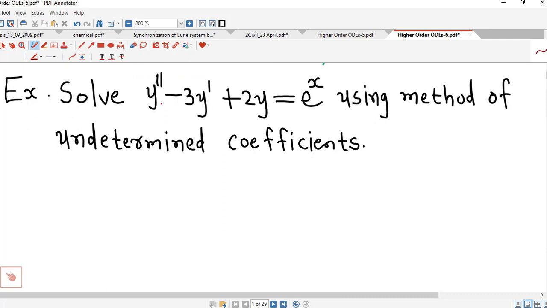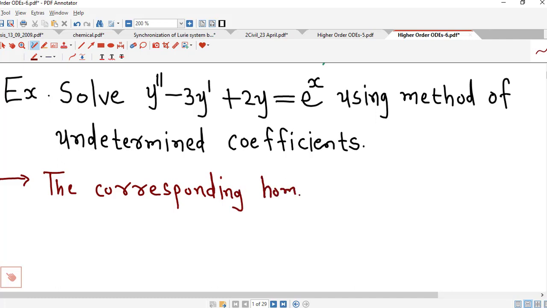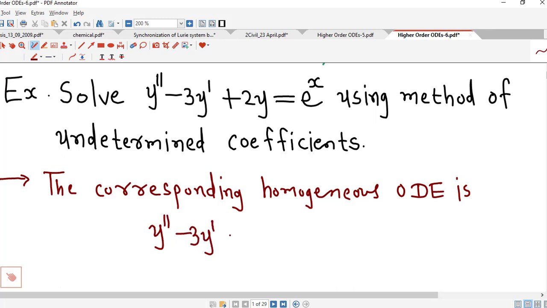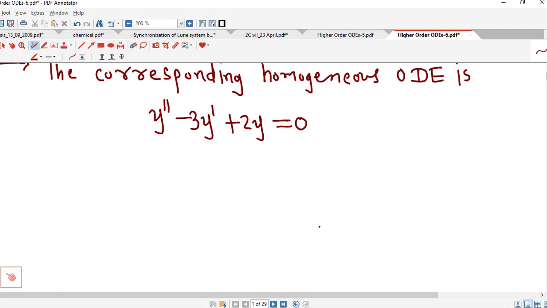Solve the differential equation y double dash minus 3y dash plus 2y equal to e raised to x using the method of undetermined coefficients. So the first step is to find the solution of the corresponding homogeneous differential equation. The corresponding homogeneous ordinary differential equation is, we consider the right hand side equal to 0. That will be the homogeneous differential equation corresponding to the given non-homogeneous equation.